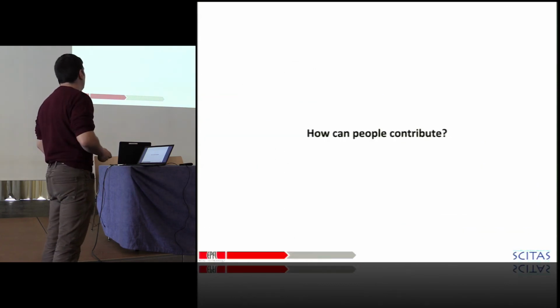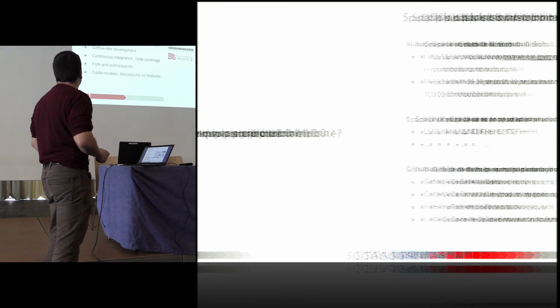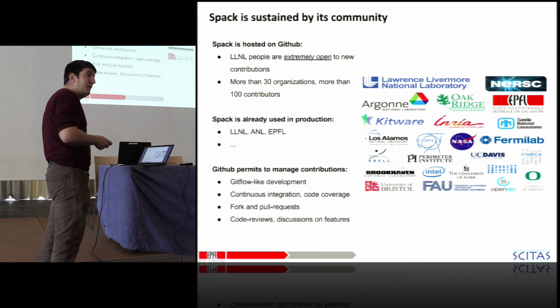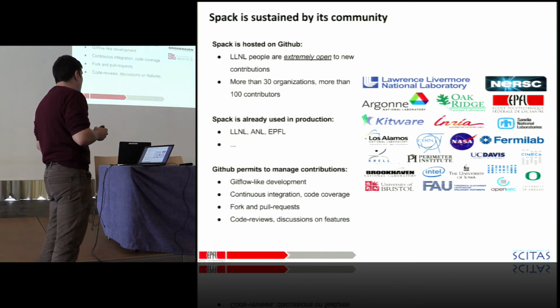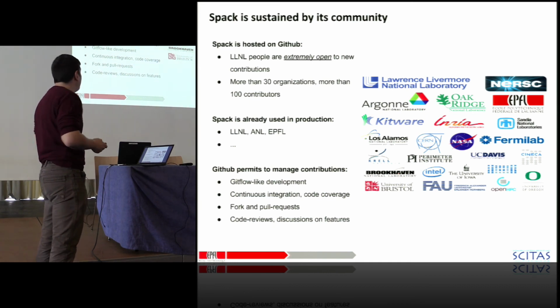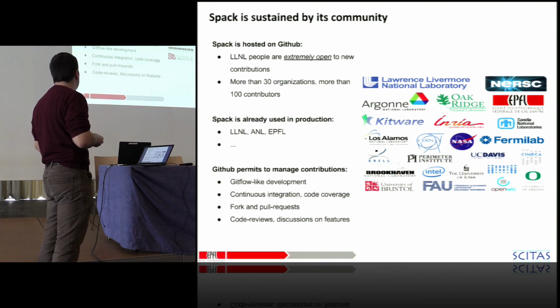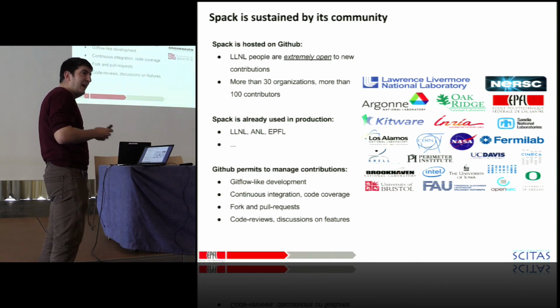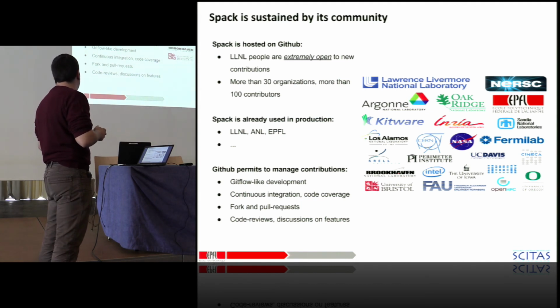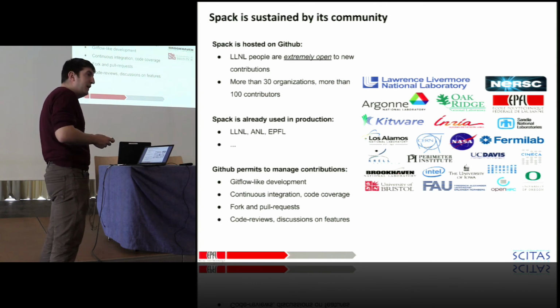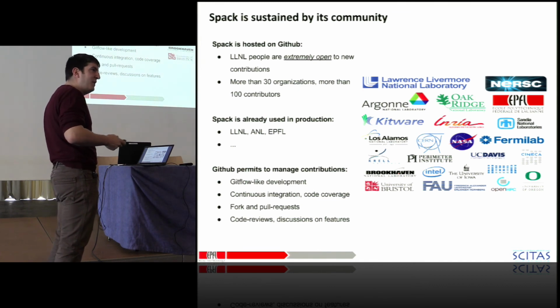So, let's go back to being social. How can you contribute? Well, as I said, the code is hosted on GitHub, and the guys at Livermore really built up a very big and very nice community. And here you see just the major contributors. Actually, I think there are more than 30 organizations using the tool and more than 100 individual contributors. So Spack is already used in production, at least at those 3 sites, but I think there are more. And for development, we use a Git flow-like development. So, you know, you fork, you have something smart in mind, you code it, and then you issue a pull request, and people start discussing what you have done, how to improve it, and eventually the thing will get merged.